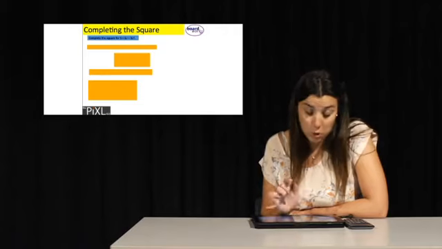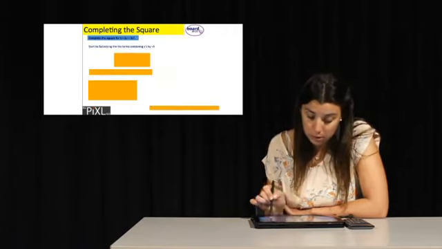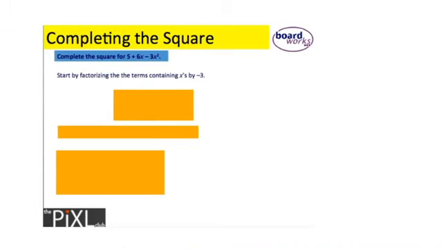We need to factorise those two terms. So we're going to remove the -3. So as it says on the screen here, we start by factorising the terms containing x's by -3, because it's the coefficient of x squared. Remember last time we factorised by 2 because that was the coefficient of x squared.